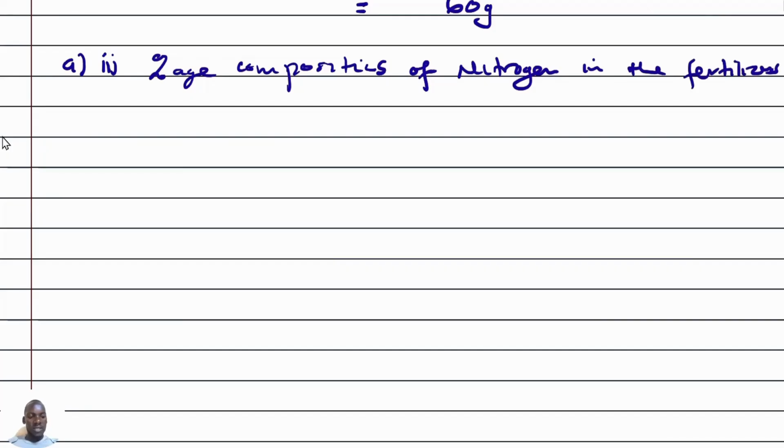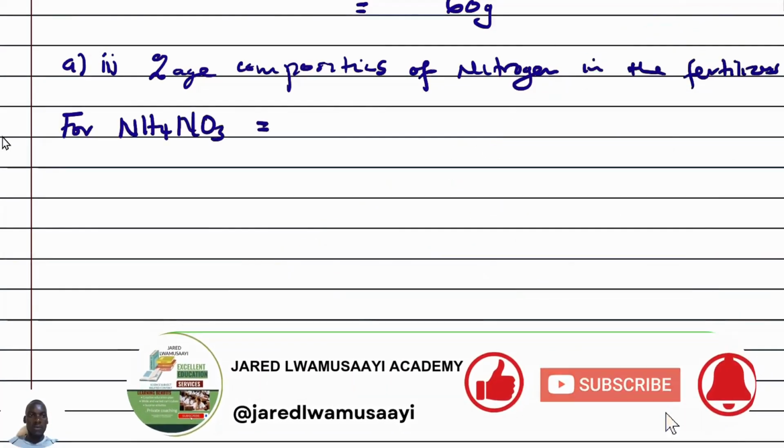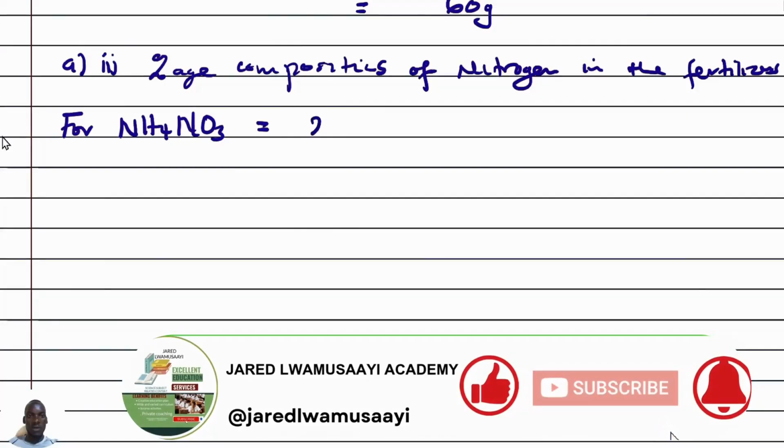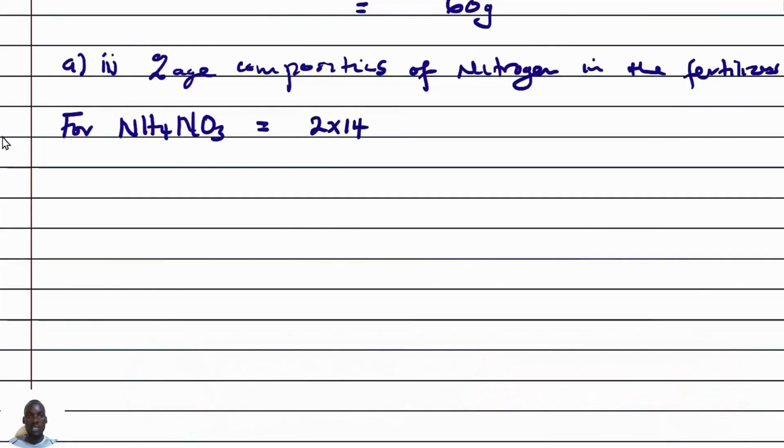So let us begin with the first one, which is the ammonium nitrate. For the ammonium nitrate fertilizer, there are 2 atoms of nitrogen, so we have 2 multiplied by the RAM of nitrogen, which is 14, divided by the molecular mass. The formula we are using to get the percentage composition is the mass of the element present divided by the molecular mass, then multiplied by 100%. The molecular mass of ammonium nitrate fertilizer we got was 80, then multiplied by 100%.